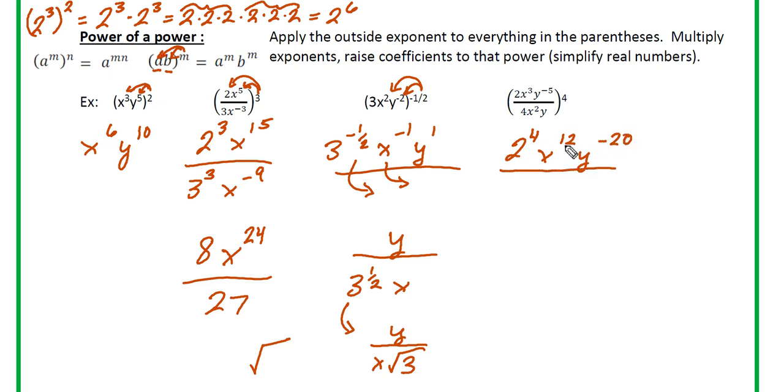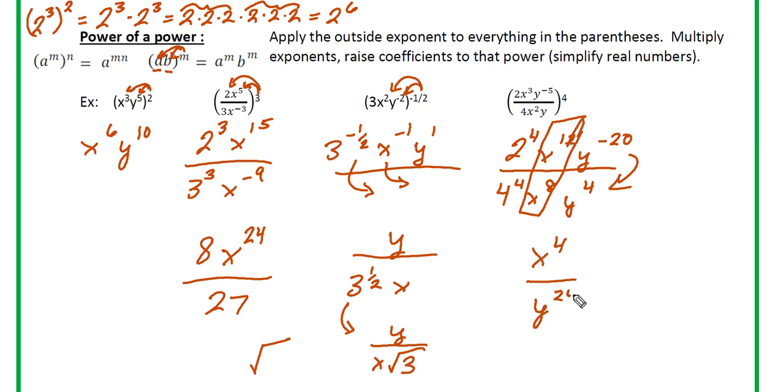So we're going to have 2 to the 4th times x to the 12th times y to the negative 20th divided by 4 to the 4th, also x to the 8th and y to the 4th. All right, we're going to simplify what we can. So first thing I see is that negative exponent. I could bring it down alongside this y to the 4th, and that would become y to the 24th in the denominator. And then for our x's, we could subtract, and we get x to the 4th in the numerator.